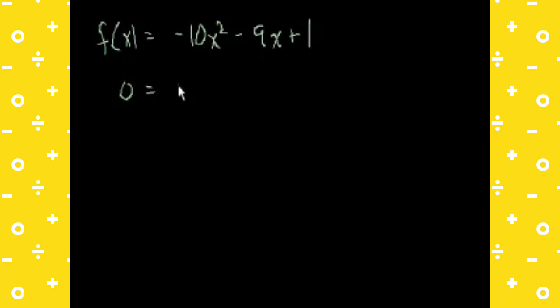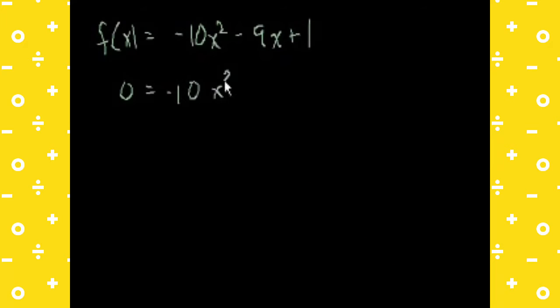Let's say we had f of x is equal to minus 10x squared minus 9x plus 1. Well, when I look at this, even if I were to divide by 10, I would get some fractions here. It's very hard to imagine factoring this quadratic, which is a second degree polynomial. But let's set it so we're trying to solve this, because we want to find out when it equals 0.